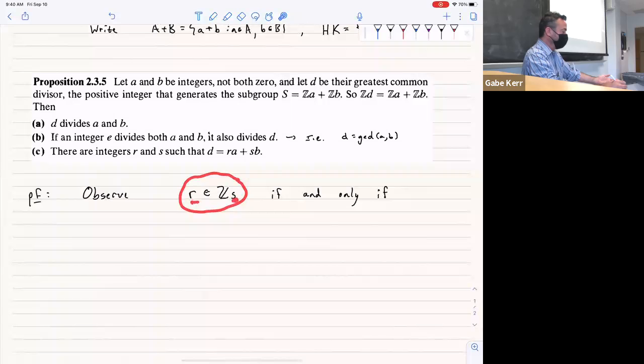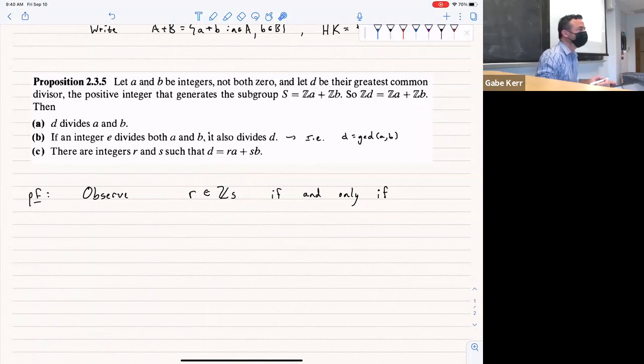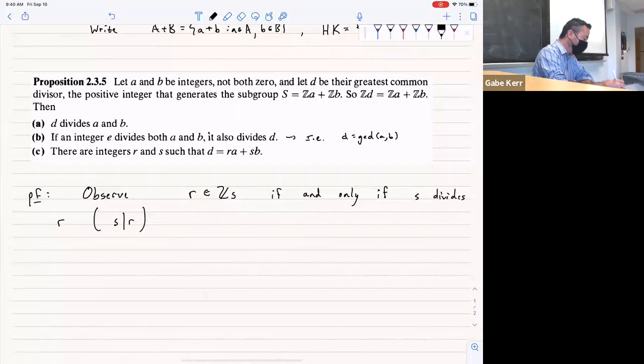I have two integers, or two whole numbers if you want, R and S. What is this saying about them? R is a multiple of S, or S divides R. So there's notation for that, which I'll try not to use. Have people seen this notation? No? Okay. It just means S divides R.